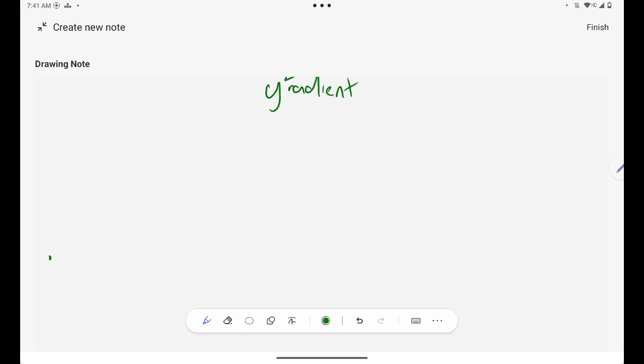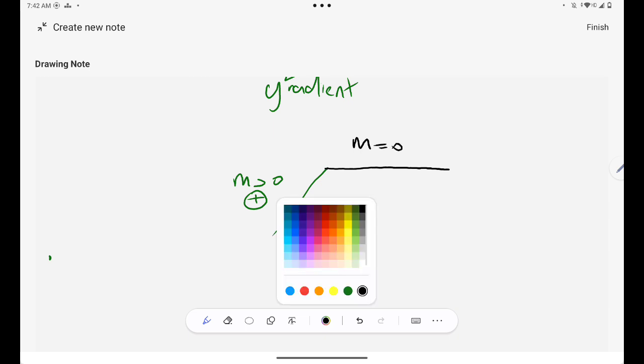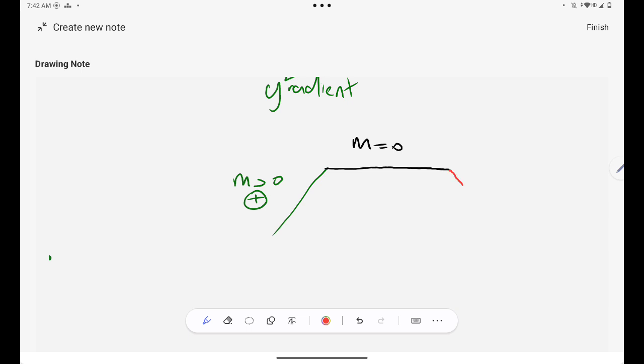How so? If I know the sign of the gradient, I will know the shape of my graph. Are we together? If my gradient is greater than 0, in simple terms positive, I'll have a straight line graph which is an increasing function. If my gradient is equal to 0, I'll have a flat line, a horizontal line like this. And if my gradient is negative, I'll have a graph looking like this, where m is less than 0. In simple terms, the gradient is negative.